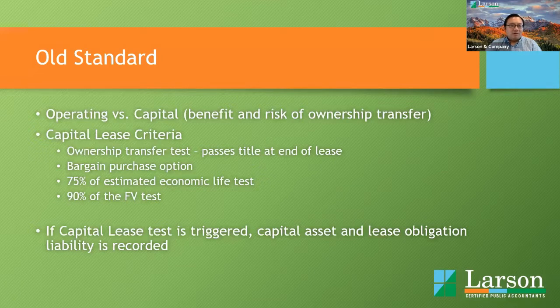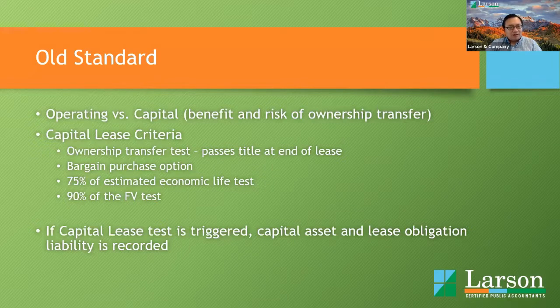If there's a bargain purchase option, it's a capital lease. Or if it's a 75% of estimated economic life test, so if your lease term is longer than 75% of the estimated economic life of the asset, it's a capital lease. Or if the present value of your payments on the lease represents 90% of the fair value of the asset which you're leasing, then that's also a capital lease. So that's the old standard.